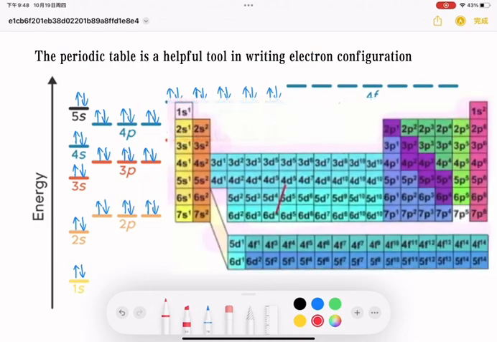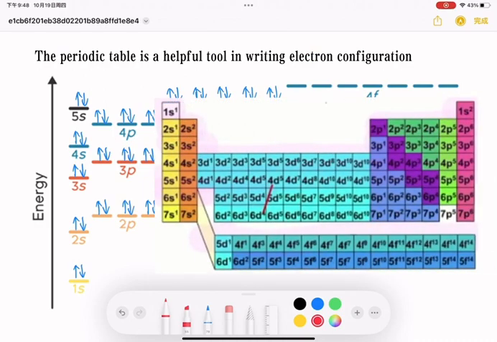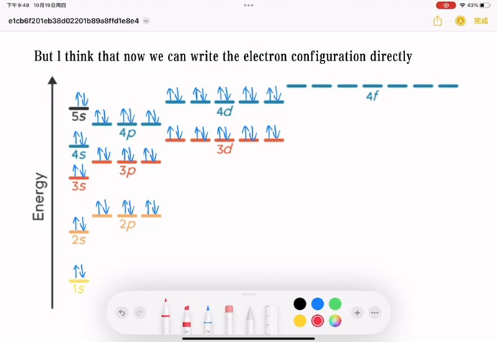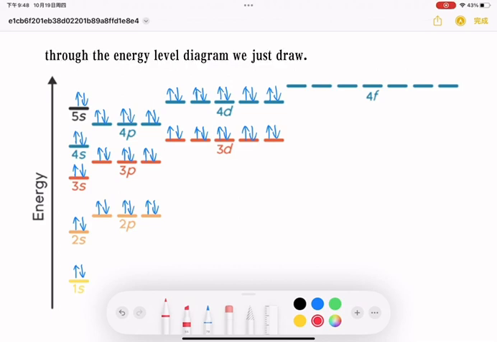The periodic table is a helpful tool in writing electron configuration. But I think that now we can write the electron configuration directly from the energy level diagram we just drew. The highest energy level electron is in the 4d orbital.